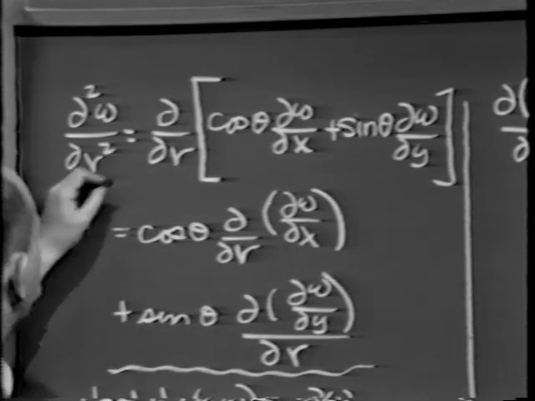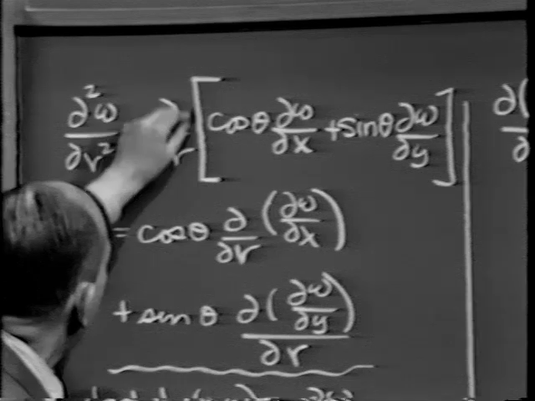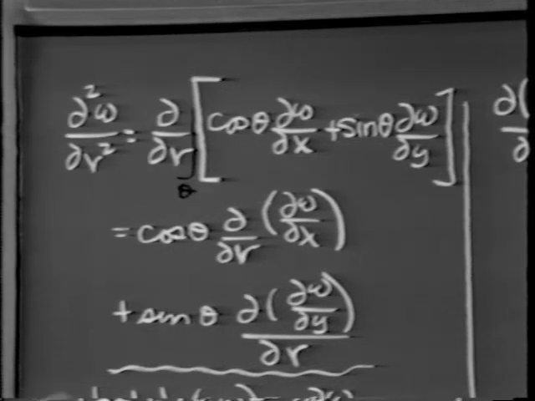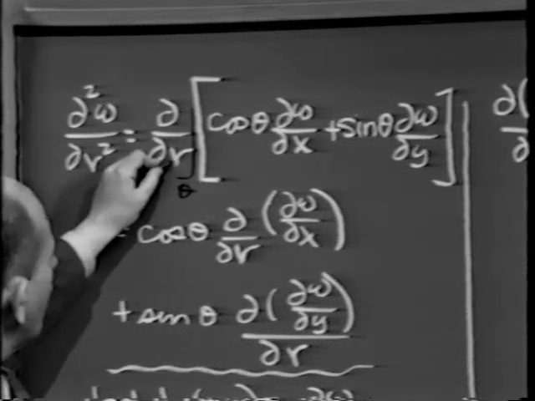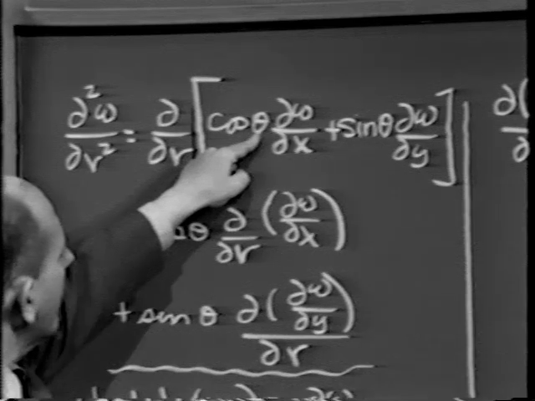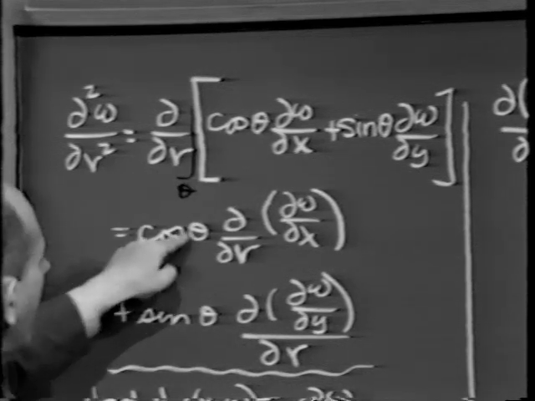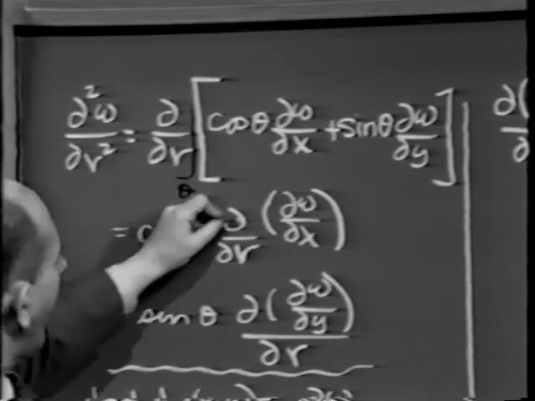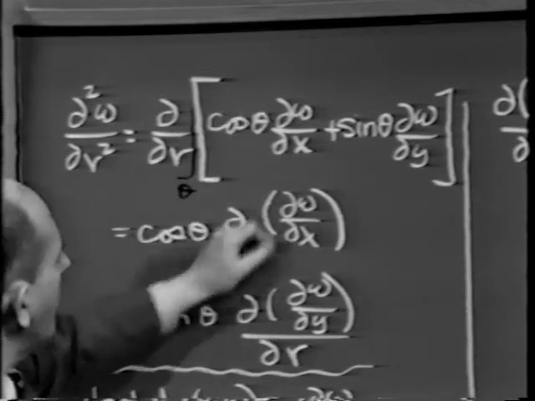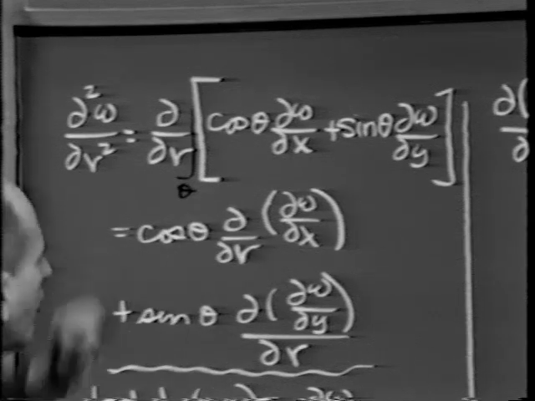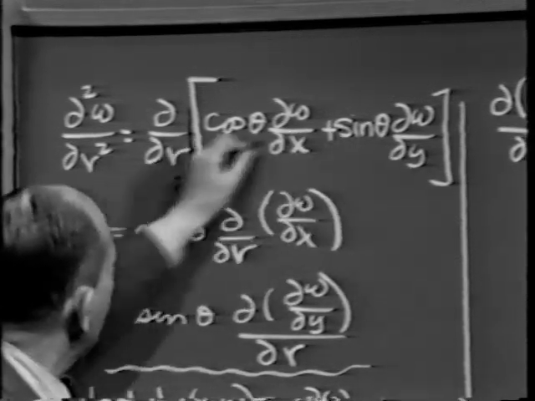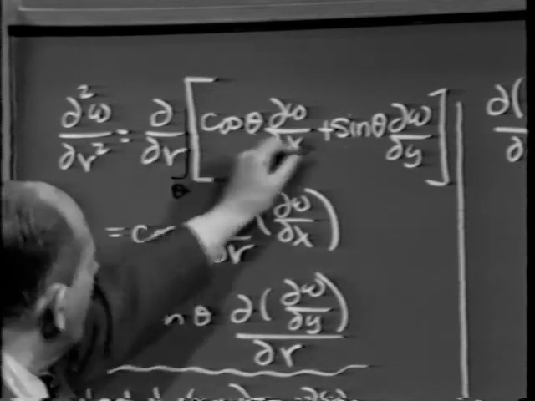Now here's the key point. When we differentiate here, we're assuming that theta is being held constant. Isn't that right? So consequently, when I'm differentiating with respect to r, cosine theta is a constant. I can skip over that and differentiate what's left with respect to r. In other words, it's the partial of W with respect to x differentiated with respect to r. I'm using the ordinary rule for the derivative of a sum.